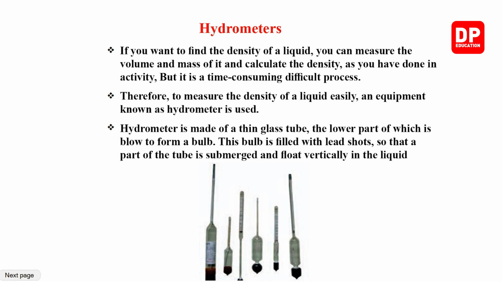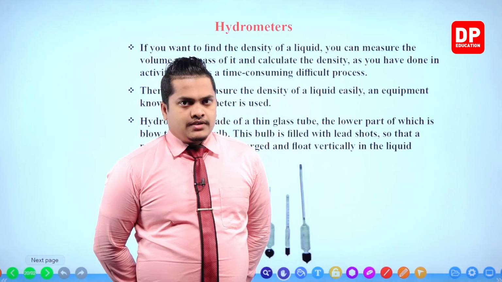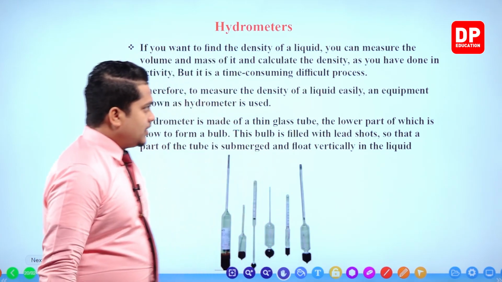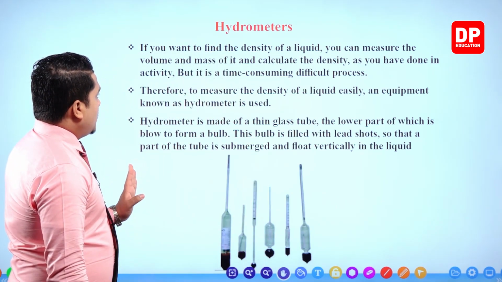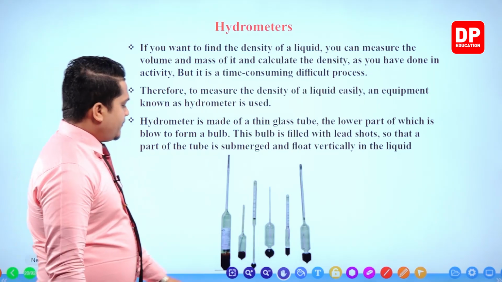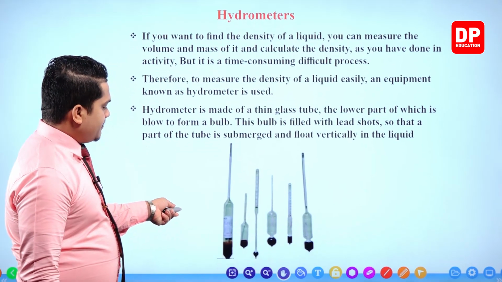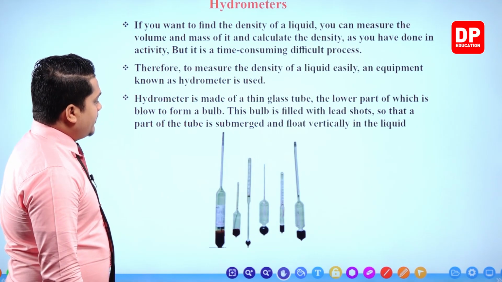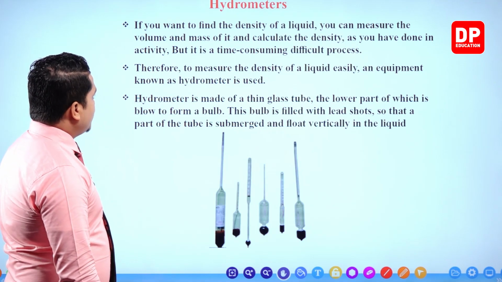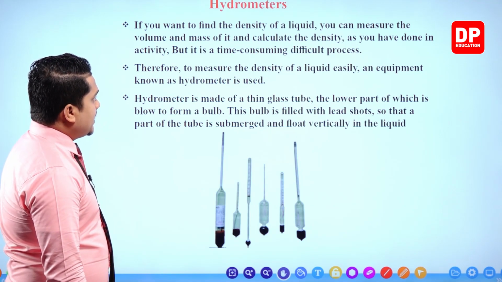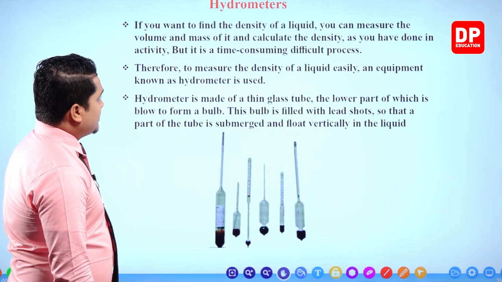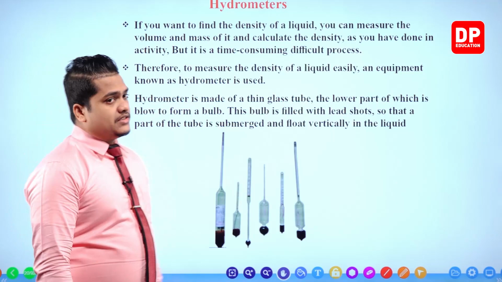This is regarding hydrometers. So now let's head on to see what kind of a thing this hydrometer is. Here it is given: if you want to find the density of a liquid, you can measure the volume and mass of it and calculate the density as you have done in the activity. But it is a time consuming, difficult process.